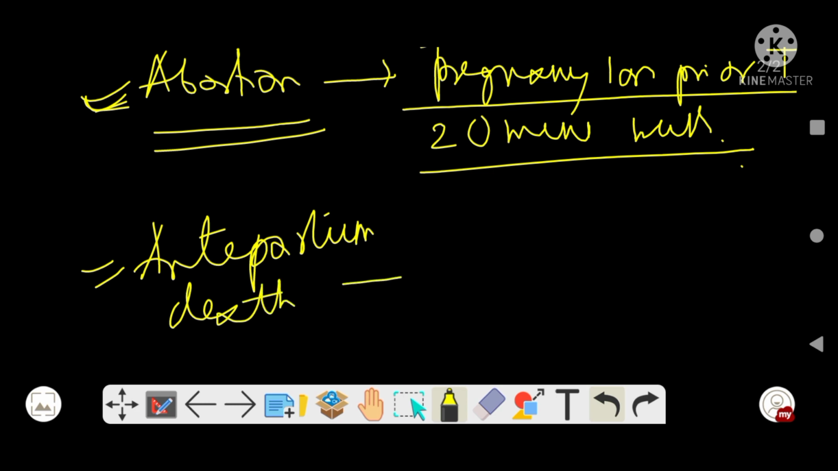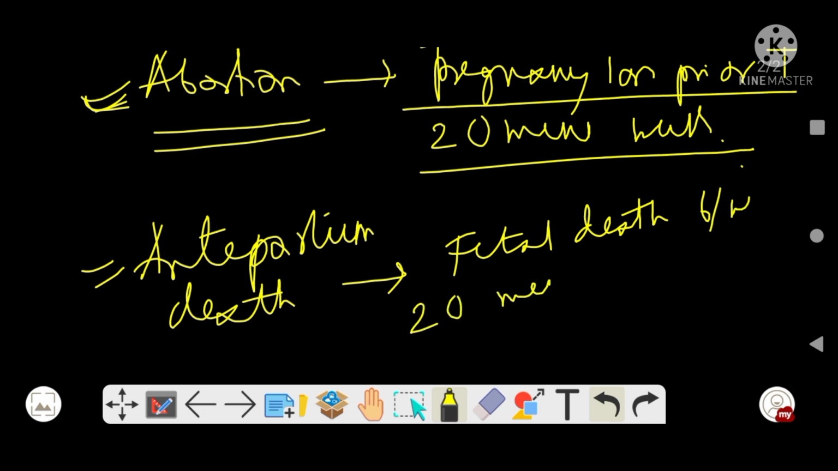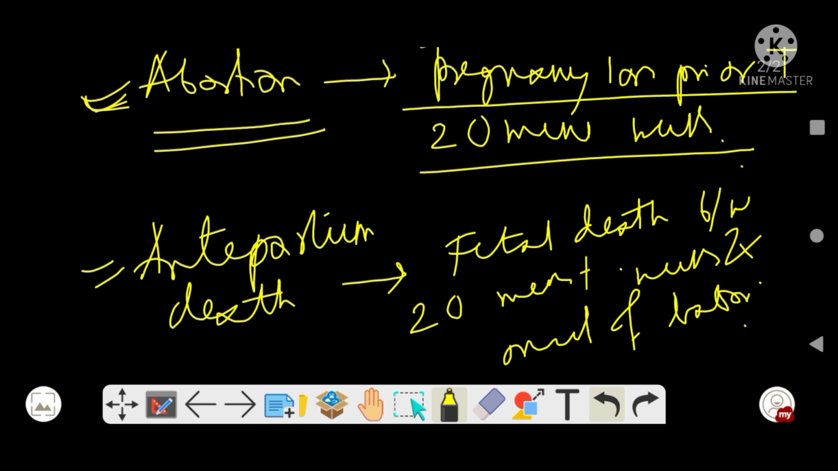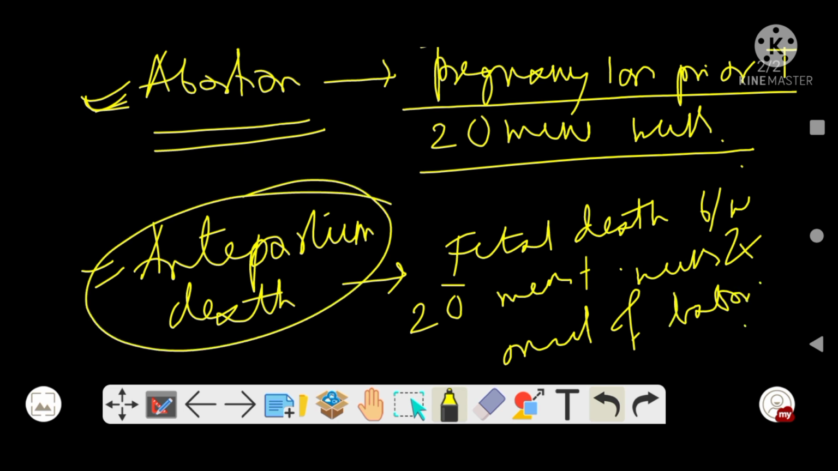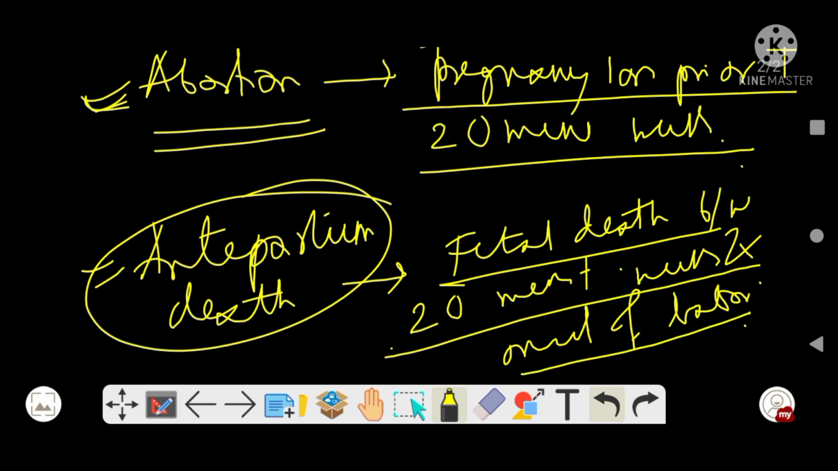antepartum death. So antepartum death is your fetal death between 20 menstrual weeks and onset of labor. So antepartum death is a fetal death between 20 menstrual weeks and onset of labor, right? Okay.